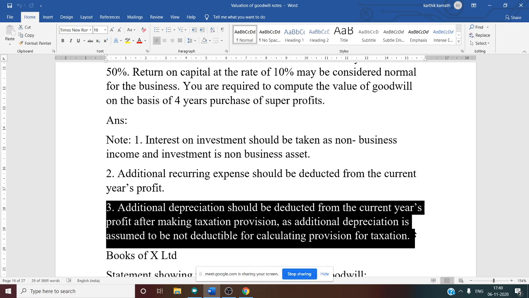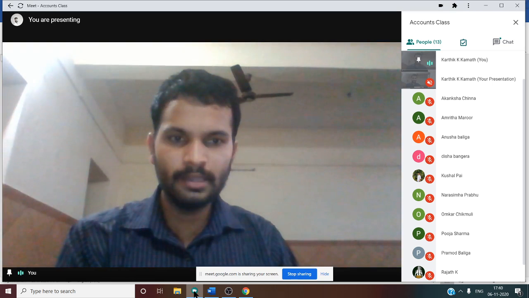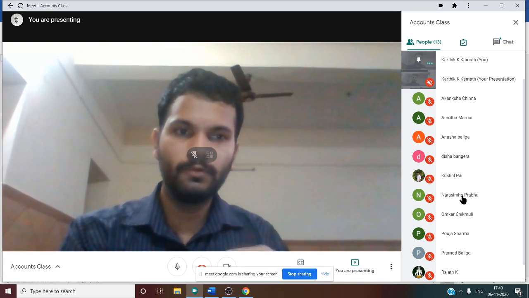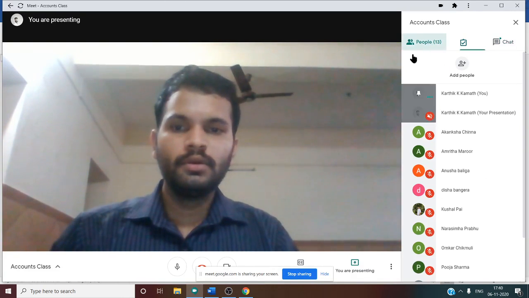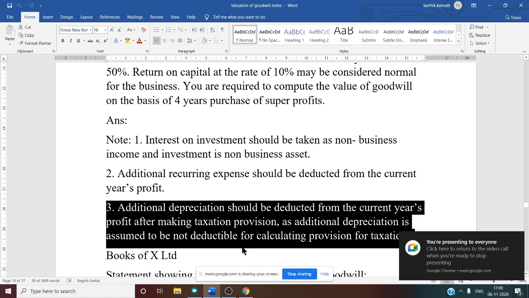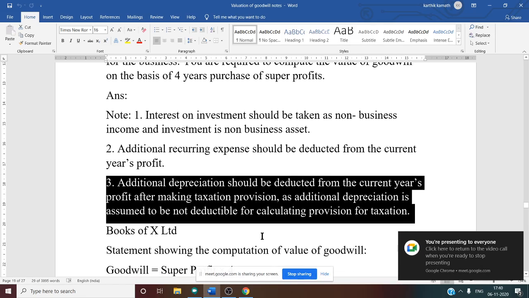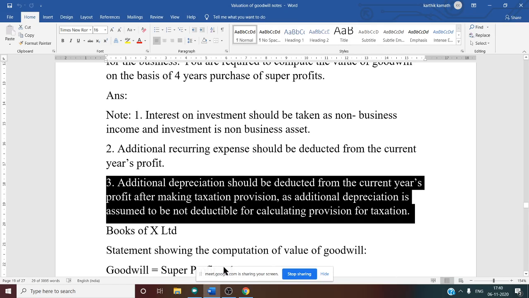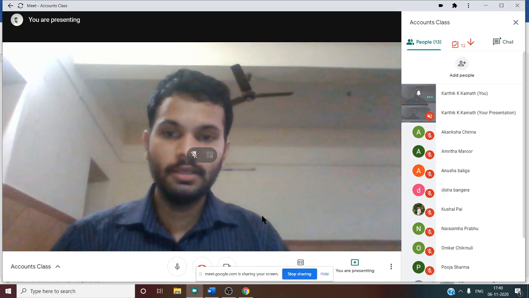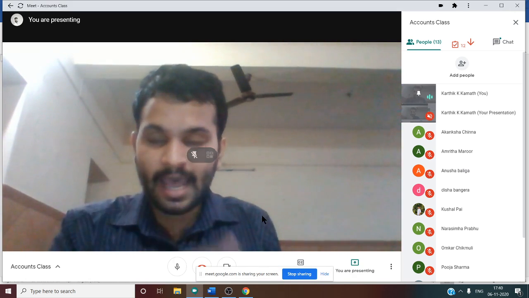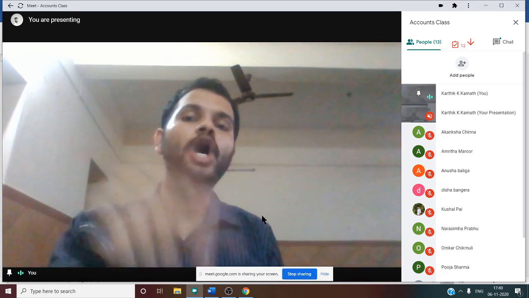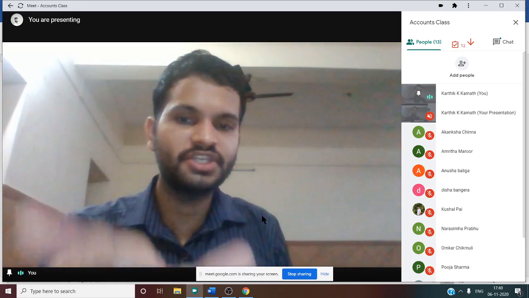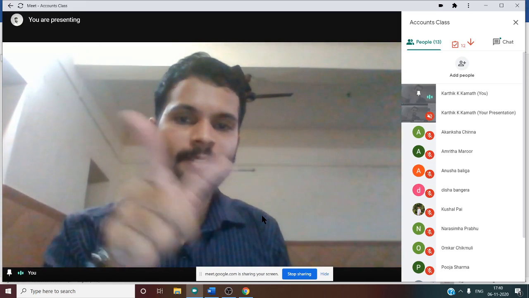So what do you mean by this last sentence? Can you tell the meaning of this last sentence now? Yes. What do you mean by this? Last sentence under third point, additional depreciation not deductible for calculating provision for taxation. That means before deducting the tax, before deducting the provision for taxation, you cannot deduct depreciation, that too additional depreciation.